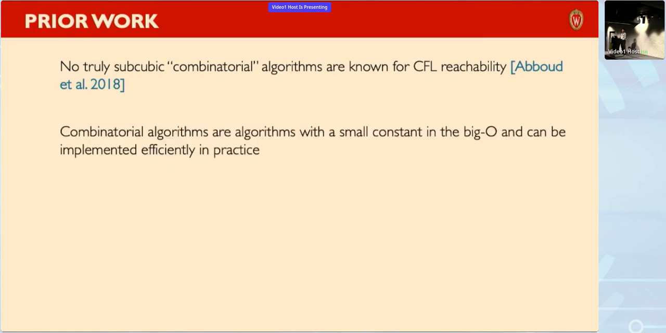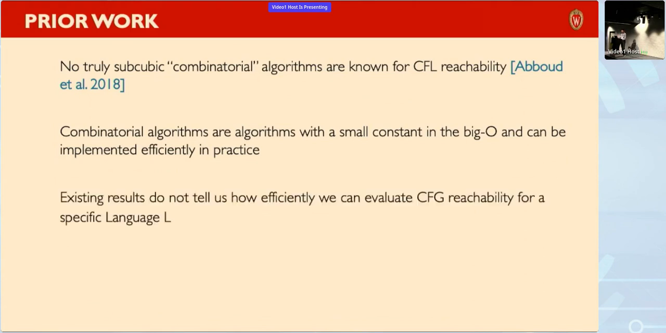So what does combinatorial algorithm mean? There is no formal definition for combinatorial algorithms, but it usually means that the constant in the big O notation for whatever algorithm you're using is not too large, which basically means it's feasibly implementable in practice. And essentially, this means you should not use fast matrix multiplication because it's not very practical.